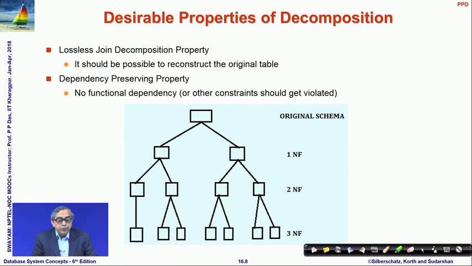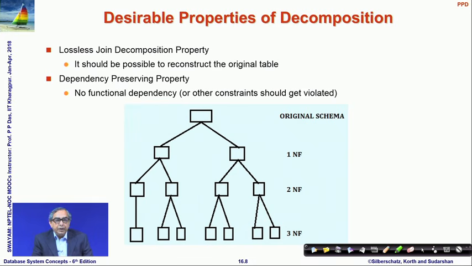Now, while we decompose, we would desire certain properties to be held, and we talked about this loosely earlier as well. We would require the lossless join decomposition property, that it should be possible to take any instance of the two or more decomposed relations and join them by natural join using a common set of attributes and get back the original instance of the relation. If that does not happen, then the decomposition is lossy. We have discussed it at length in the last module.